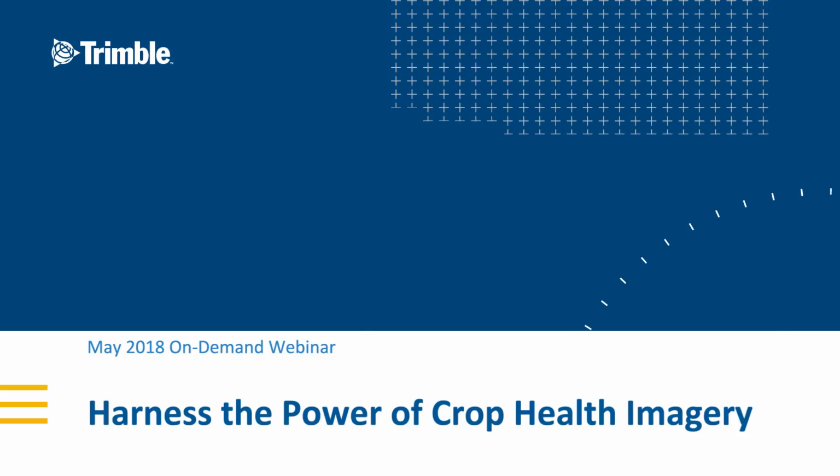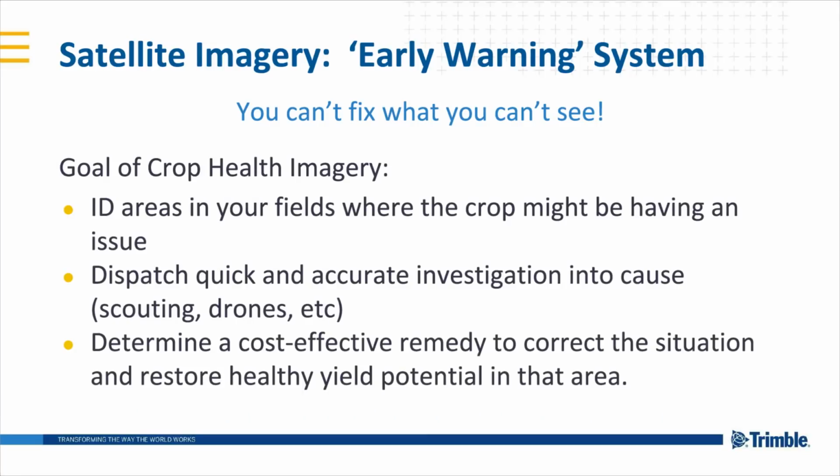In this webinar, we will be looking at how to use satellite imagery as an early warning system to help identify problems or issues that may be arising in certain areas of your crop. The main purpose of these vegetation maps is to allow farmers and their trusted advisors to clearly see the areas in the field where the crop might be having a problem. This is so that they can catch these problems early and determine if there's a cost-effective remedy that could correct the situation and restore their chance of achieving a healthy yield in that area.